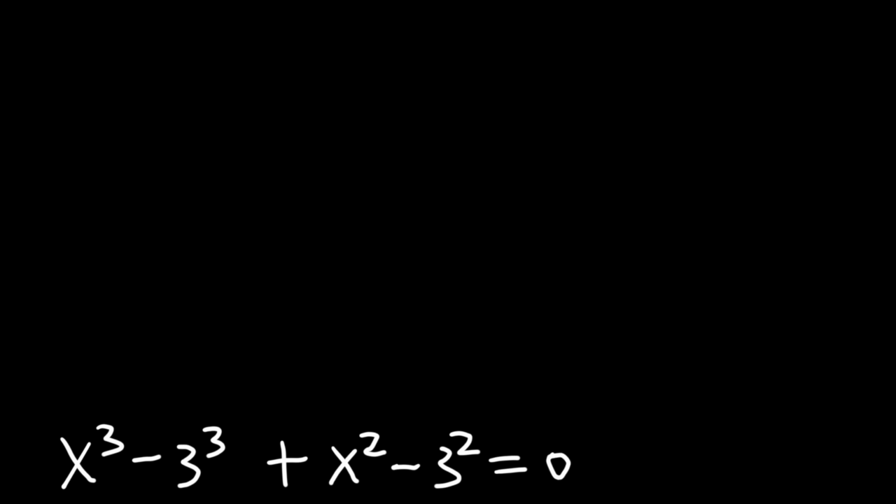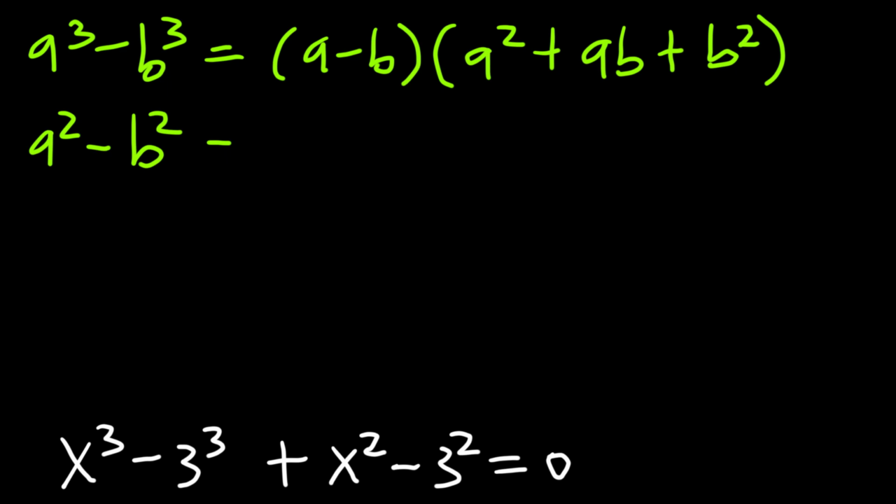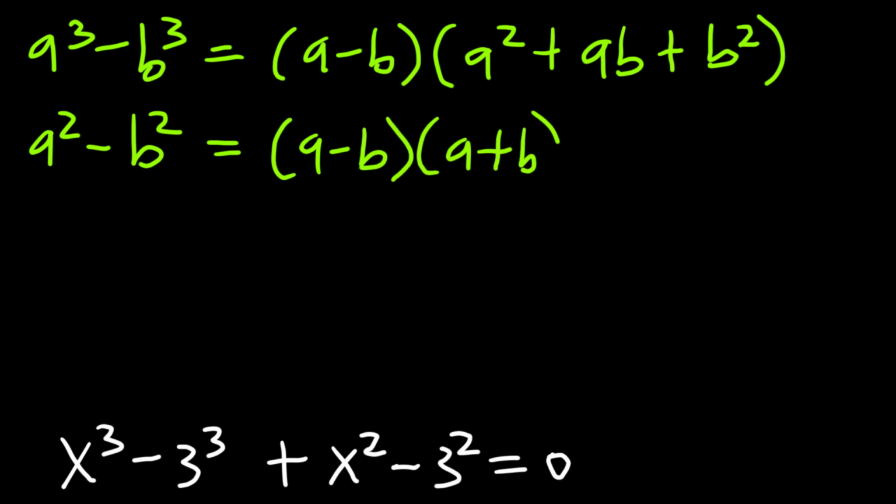Now if you recall, whenever you have, let's say, a to the power of 3 minus b to the power of 3, this is equal to a minus b times a to the power of 2 plus ab and then plus b raised to the power of 2. And if you have, let's say, a to the power of 2 minus b to the power of 2, this can be written as difference of two squares. So this will give us a minus b times a plus b. Now in our case, a is equal to x and then b is equal to 3.